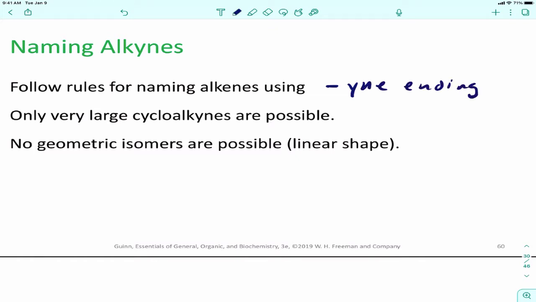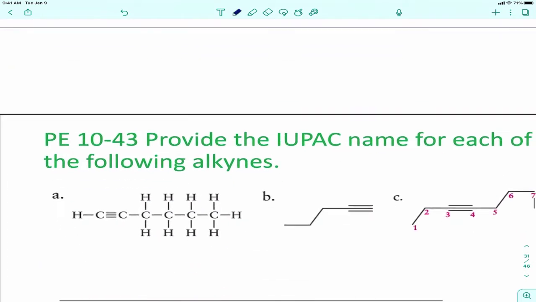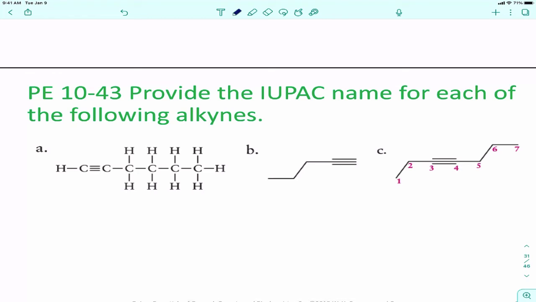Only very large cycloalkynes are possible, so it's going to be very rare that you see a cycloalkyne ring, but it is possible. There are no geometric isomers possible because it's all linear, so you don't have to worry about cis and trans isomers. Okay, so I'll tell you what, let's try naming some structures. Here we've got 3 different structures. Let's try to name them.